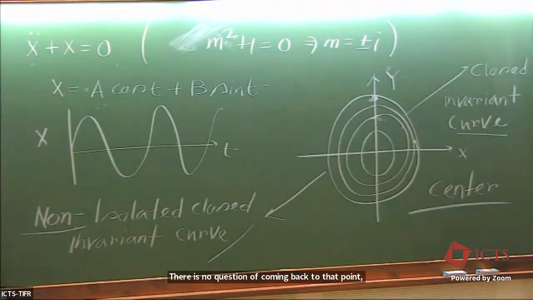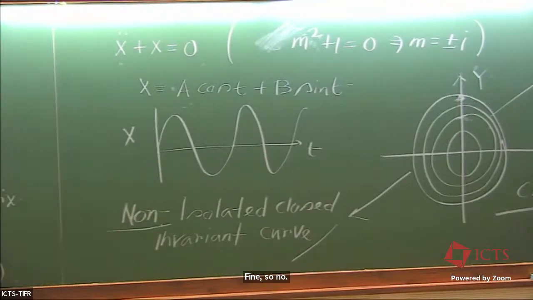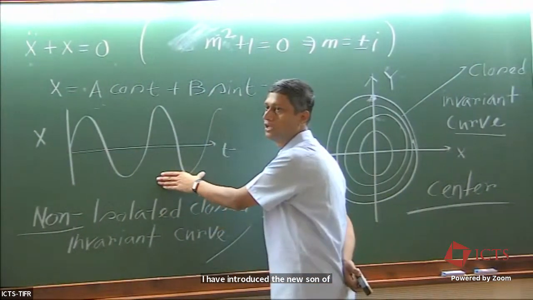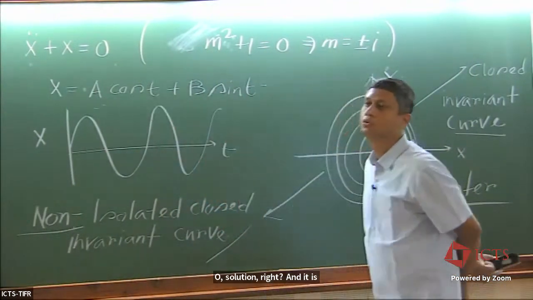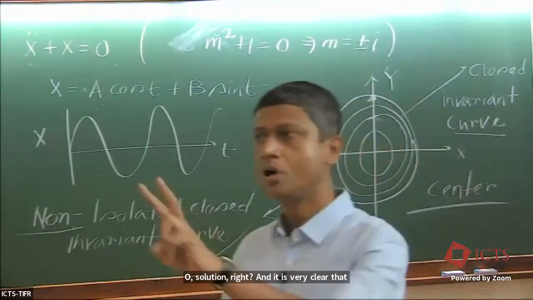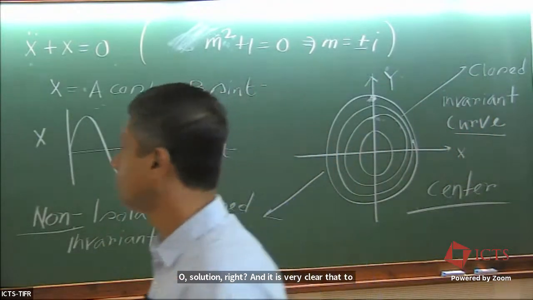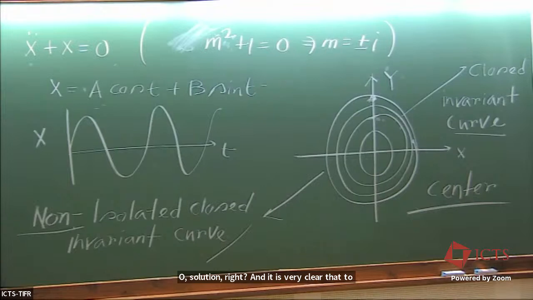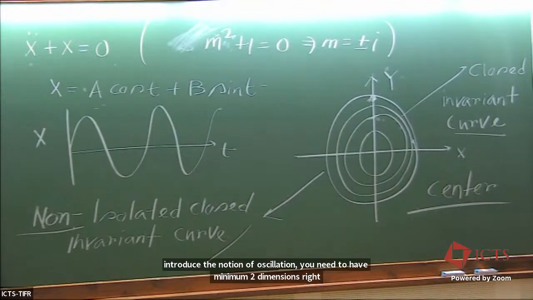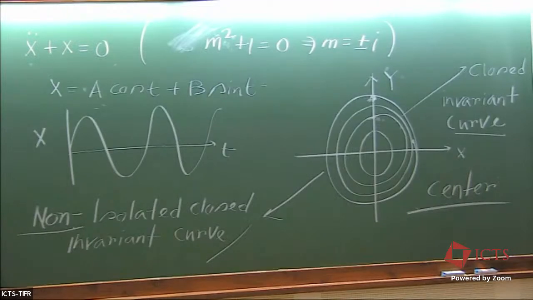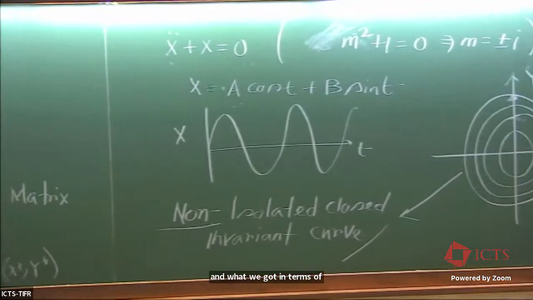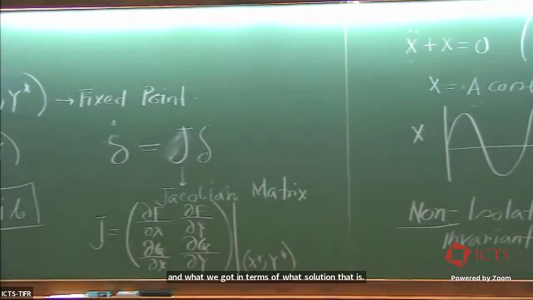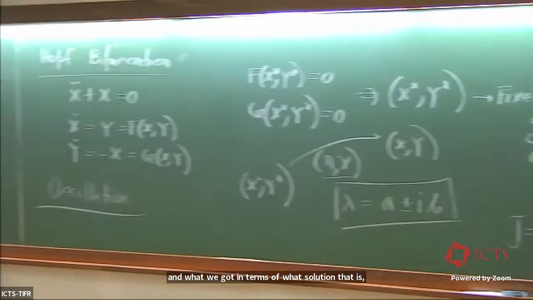Fine. So now I have introduced the notion of oscillation, right? And it is very clear that to introduce the notion of oscillation, you need to have minimum 2 dimensions, right? And what we got in terms of oscillation, that is center, and that is a non-isolated closed invariant curve.